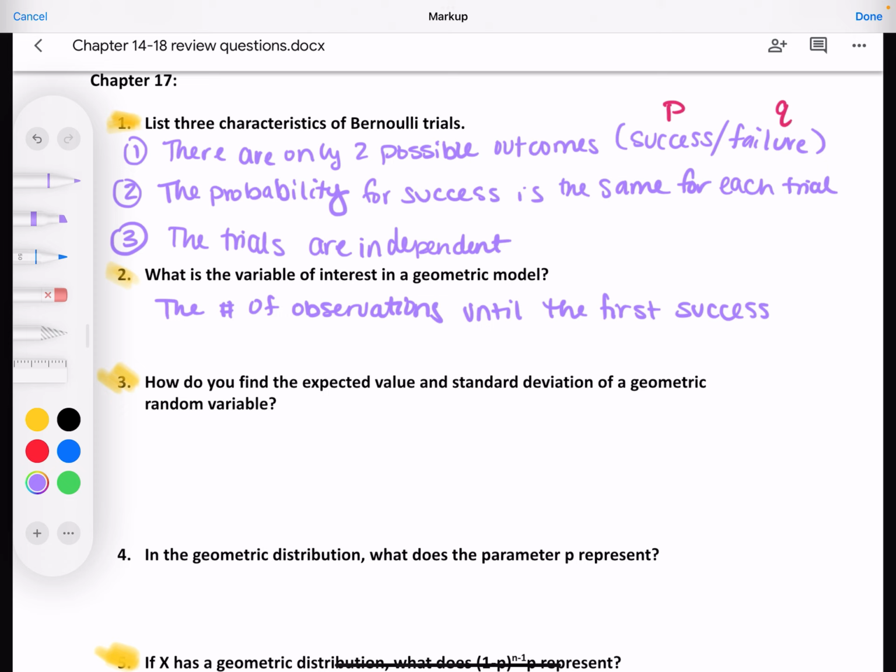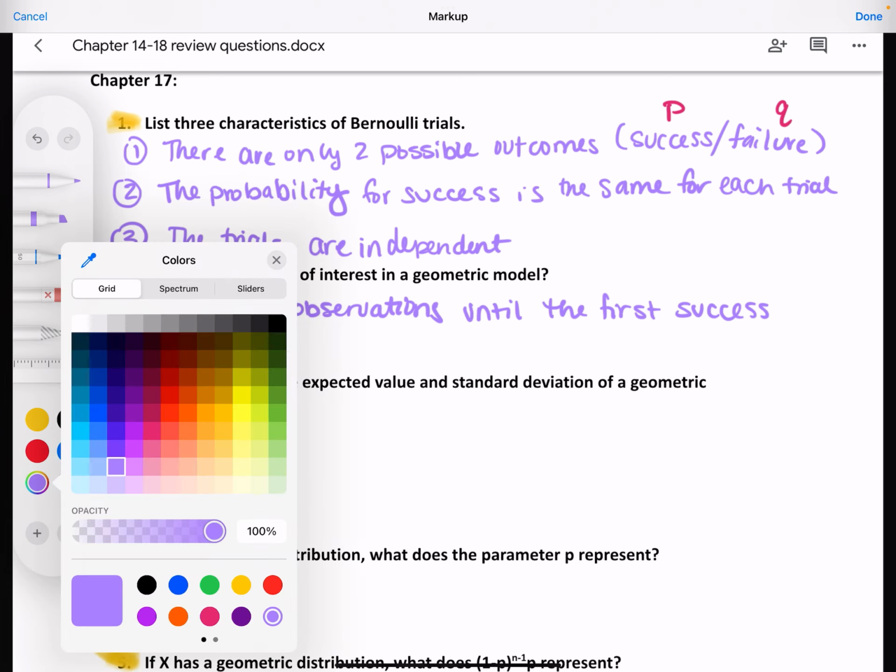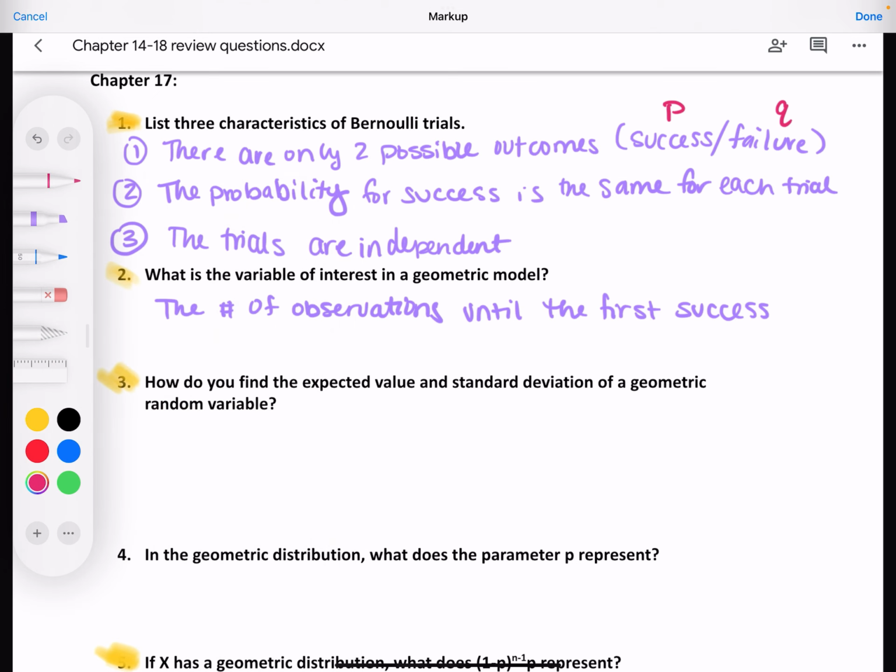All right, how do you find the expected value and standard deviation of a geometric variable? So what is the formula for expected value? Actually, just for consistency, I'm going to do these in pink so that all formulas will be in pink. 1/p. Yep, 1/p.